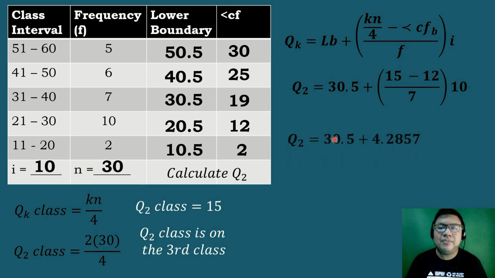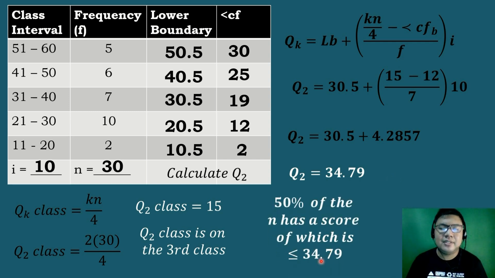After that, we will now simplify. Just bring down 30.5, and then 15 minus 12 will be equal to 3. 3 times 10 will be equal to 30. 30 divided by 7 is equal to 4.2857. Adding these numbers, we will get the value of quartile 2, which is equal to 34.79. If we interpret this, 50% of the total number of frequency has a score of less than or equal to 34.79.